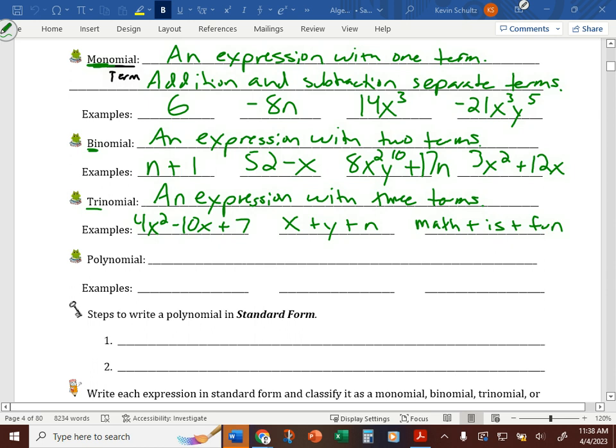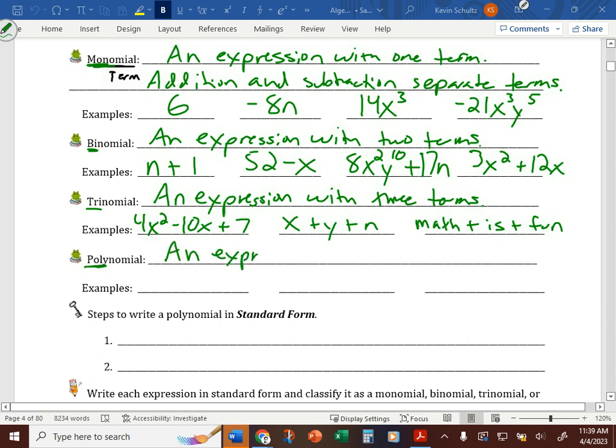Polynomial. What does the prefix poly mean? Anyone know? It could be 4, or 4 or more. It basically means many. If you think of the game Monopoly, and you break that word down, mono, poly. The objective of Monopoly is to be the one owner of many, right? You want to be the one person who owns everything. That's kind of the goal, okay? And so in Monopoly, that word poly means many terms.